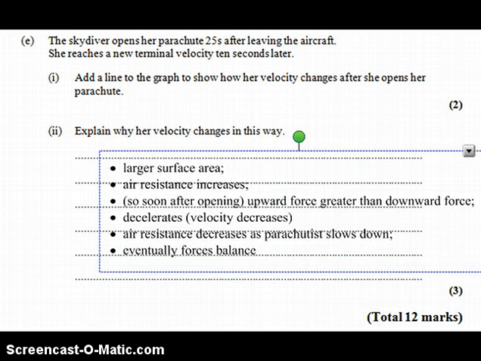You could mention a larger surface area, you could mention that the air resistance increases, and then you could compare the two forces, saying that soon after opening the parachute the upward force becomes greater than the downward force. You could mention that the parachutist's velocity decreases or she decelerates. You could mention that as she decelerates, the air resistance decreases, and you then should say that the forces eventually become balanced.